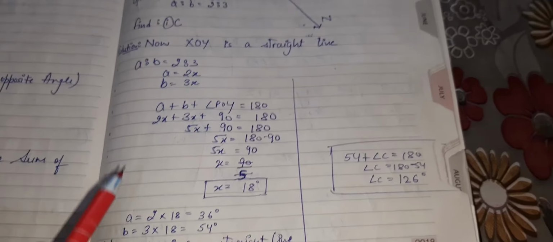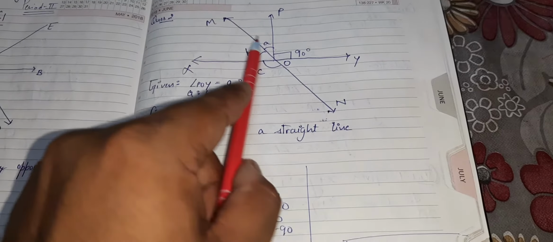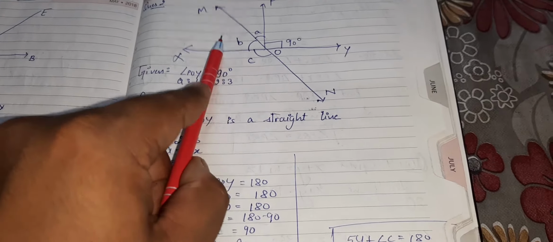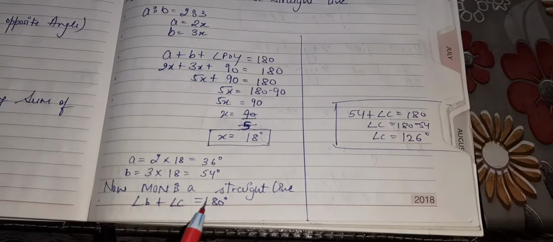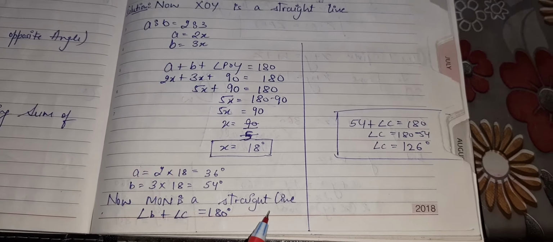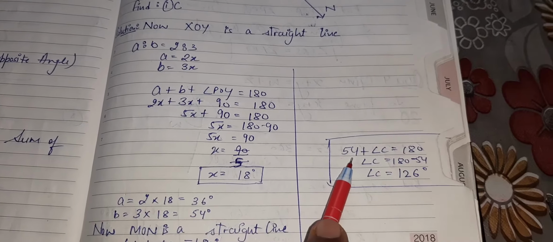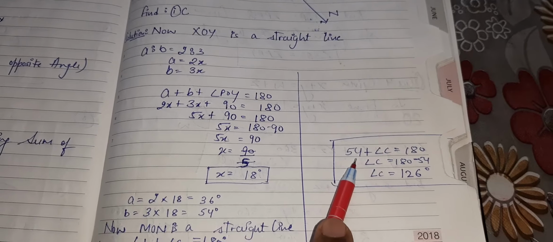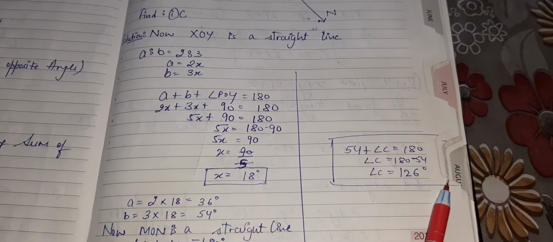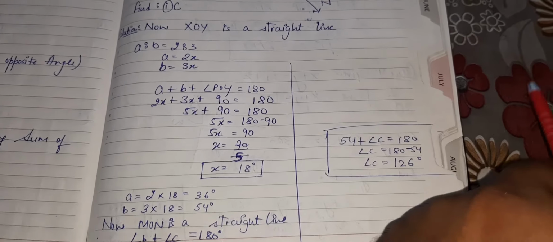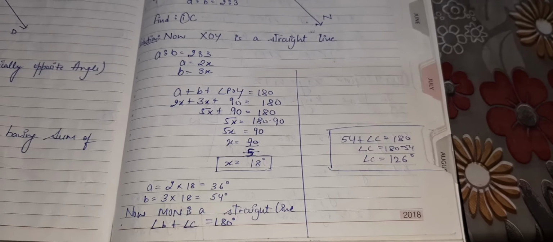Now MON is a straight line. See, MON is a straight line. A linear pair condition is formed. Angle B plus angle C is equal to 180, or you can say straight line also. Both the options are correct. B was 54, so 54 plus C is equal to 180, 54 will go this side. Angle C is equal to 126. Got it? Both the questions.